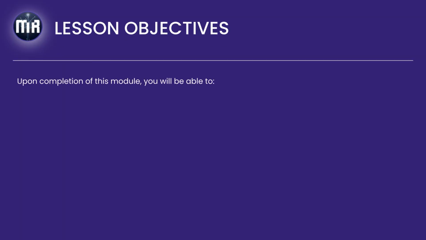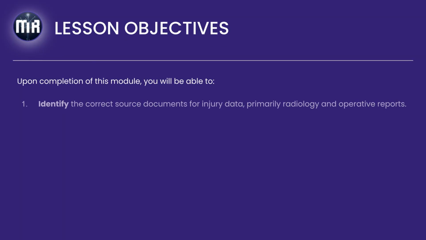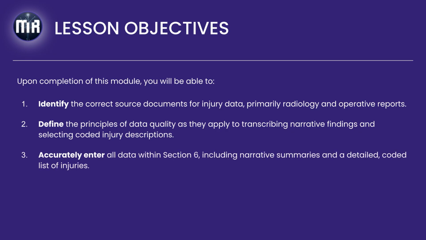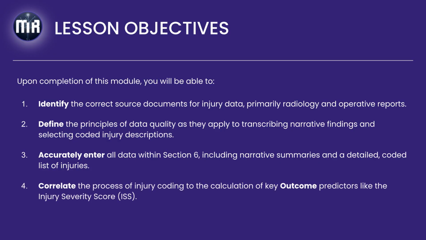Upon completion of this module, you will be able to, first, identify the correct source documents for injury data, which are primarily radiology and operative reports. Second, define the principles of data quality as they apply to transcribing narrative findings and selecting coded injury descriptions. Third, you will be able to accurately enter all data within Section 6, including the narrative summaries and a detailed coded list of injuries. Fourth, you will learn to correlate the process of injury coding to the calculation of key outcome predictors, such as the injury severity score.